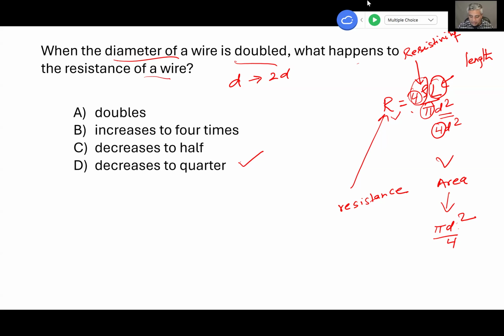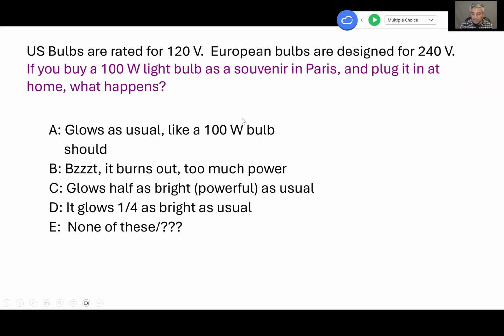Okay, so that's that. Now let's talk about power. Remember, power of a light bulb can be written as I times V, or I squared times R, or V squared over R. We may have written V as delta V sometimes. That's fine. Here, basically, this V means potential difference.